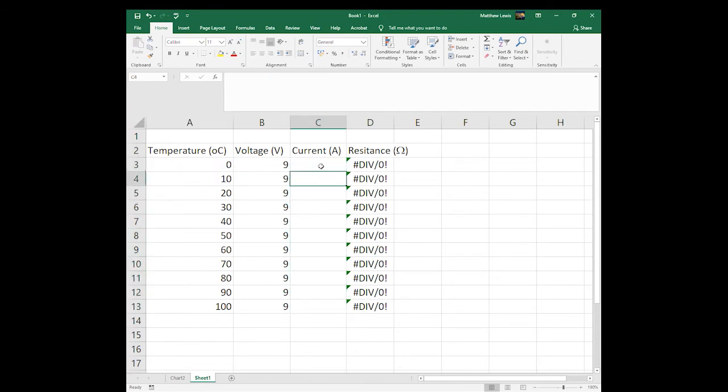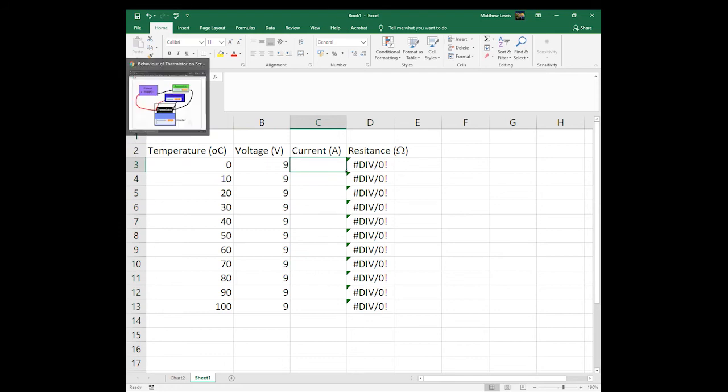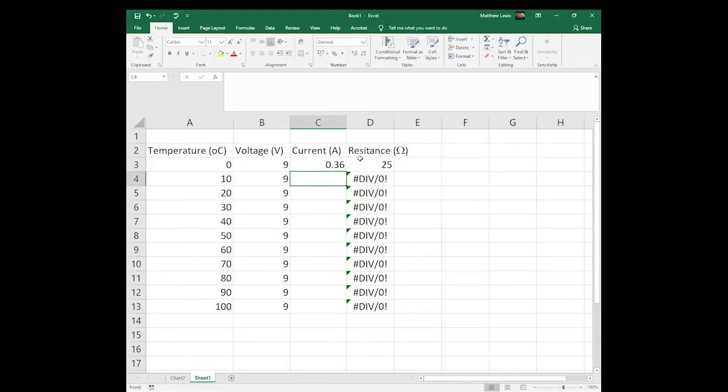You can see at 0 temperature we have a current of 4.36. And again, this is the same one as I had before, and it's going to work out the resistance there for us. So what I'd like you to do is to do this for all the temperatures. Pause the video now to get your results.